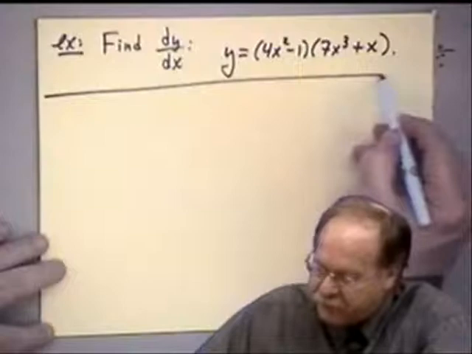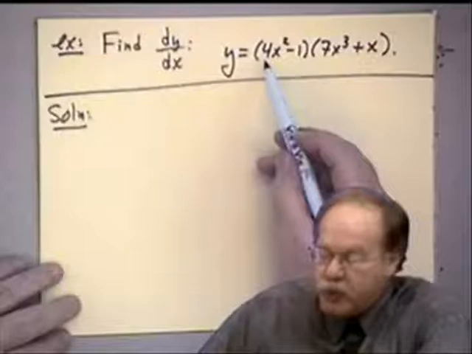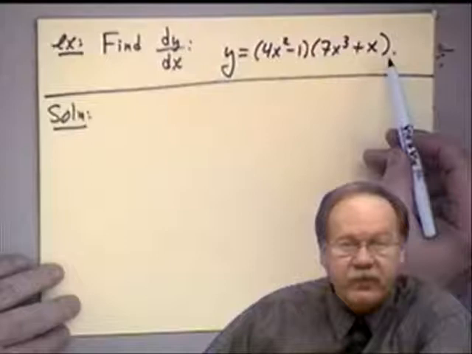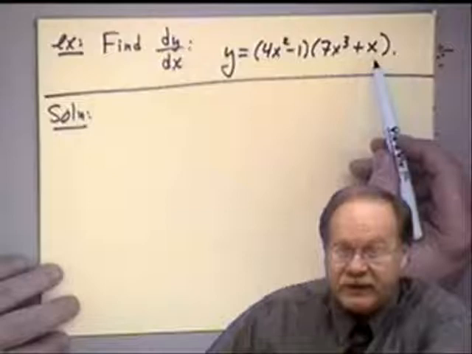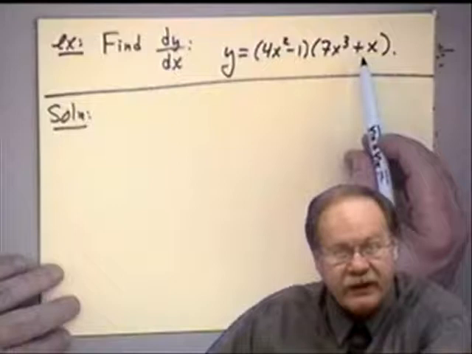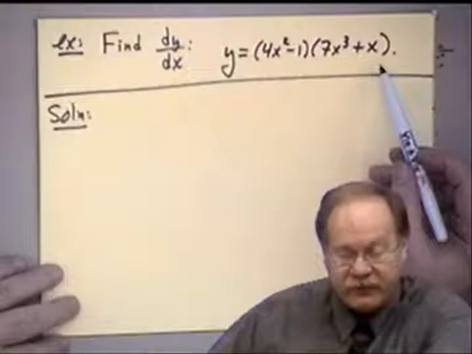Now, of course, at this stage of the game, you could easily multiply this out, get a large polynomial, and then take its derivative using rules we've had before the product rule. No question about that. But let's practice the product rule, because over time it will become very important. And then if you wanted to, you could verify that this is correct by multiplying it out and then finding the derivative a second way by using what we know about how to find the derivative of a polynomial. We'll use the product rule, however.